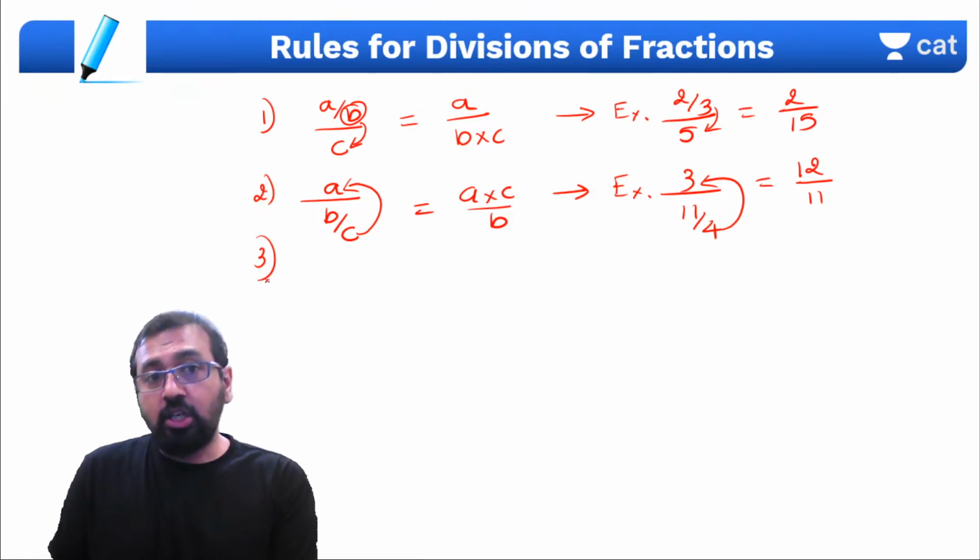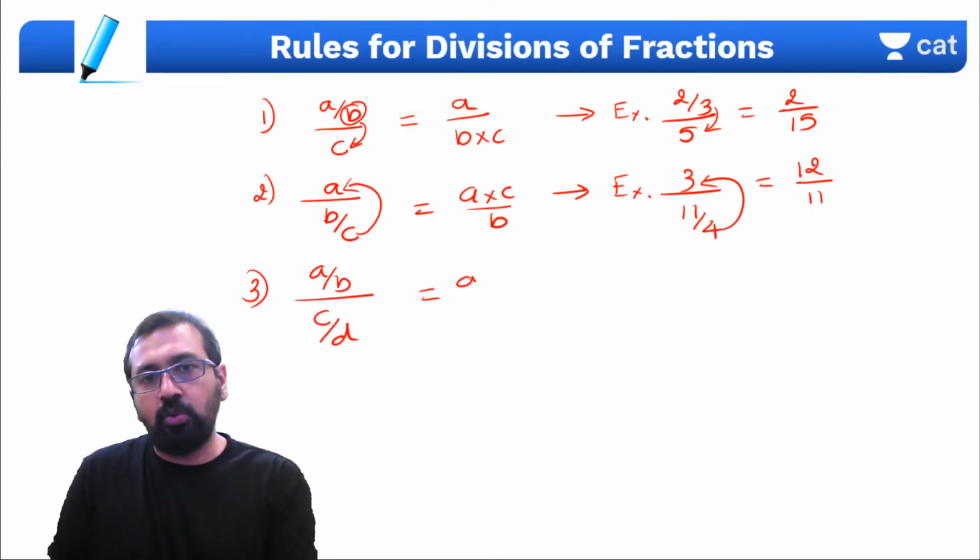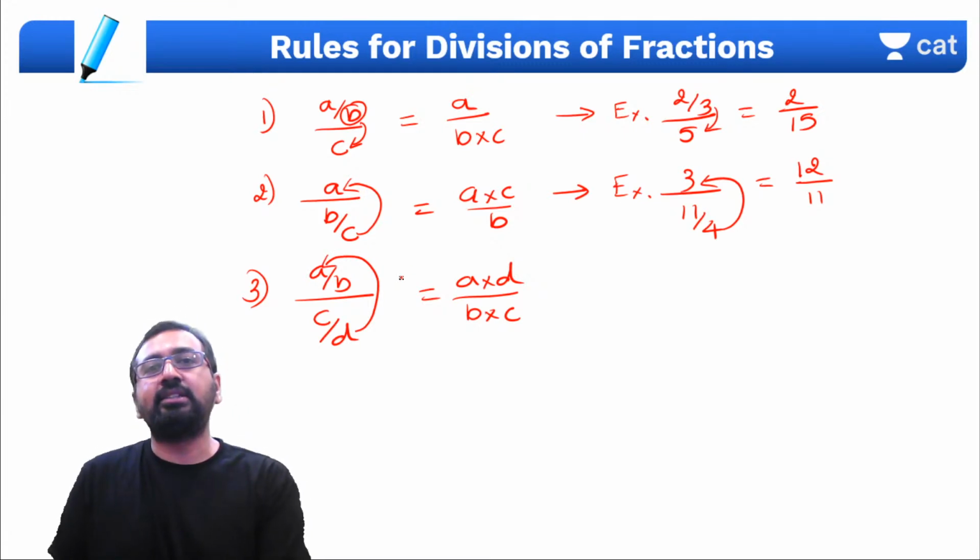Okay. And the third rule, and the most important rule, where I've seen most of the students make mistake. So this third rule says that (A by B) whole divided by (C by D) will be equal to A into D divided by B into C. So this denominator will multiply with the numerator and this 2 will multiply internally.